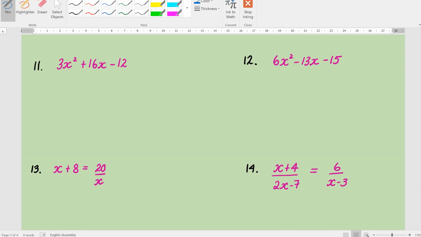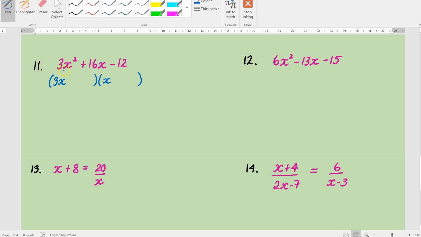Okay, nearly there. So once we get to this one, I see the 3, and I'm really hoping that there's a factor of 3 that I can pull out, but alas, 3 doesn't go into 16. So the only way that I can get 3x squared is to have 3x times x.